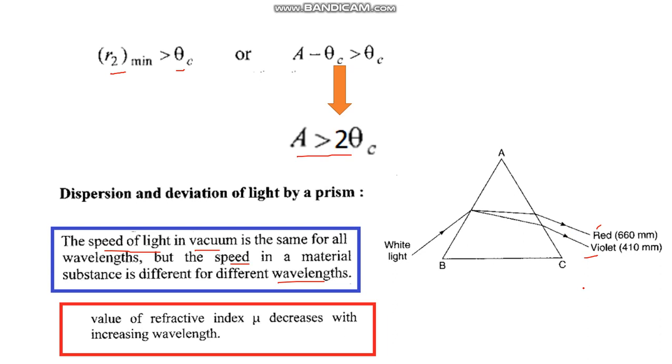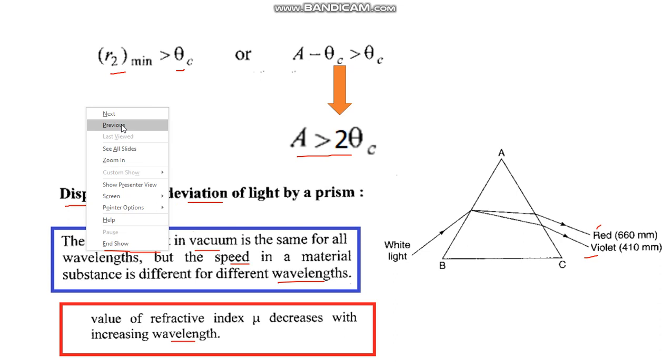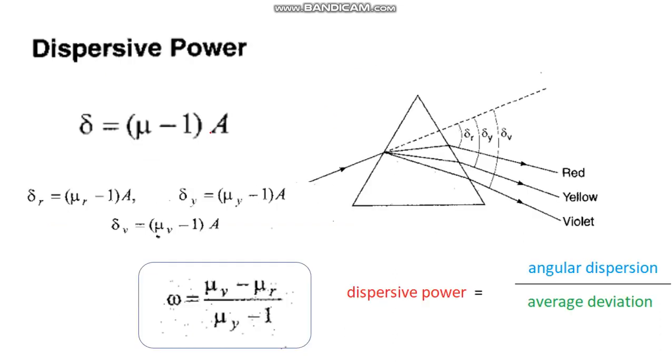And also this refractive index mu decreases with increasing wavelength. If the wavelength is increasing, the refractive index will decrease, so the bending will be less. So one is deviation, we have seen the deviation concept. One is the dispersion concept. Dispersion and deviation are two different things. In a prism we talk about both. Now here we'll talk about dispersive power.